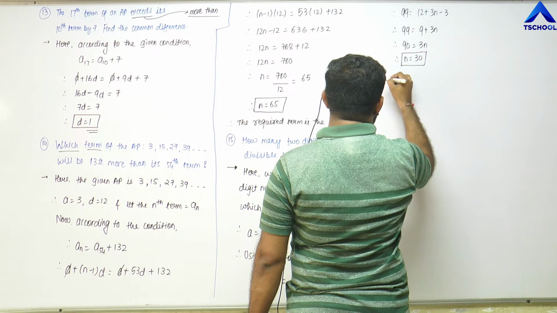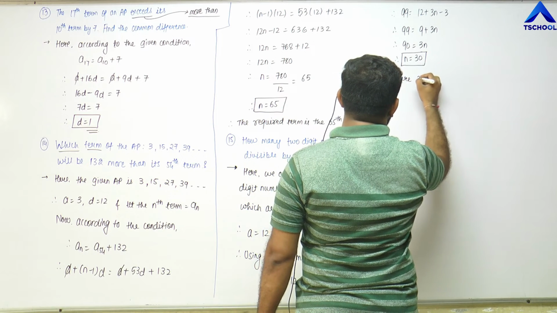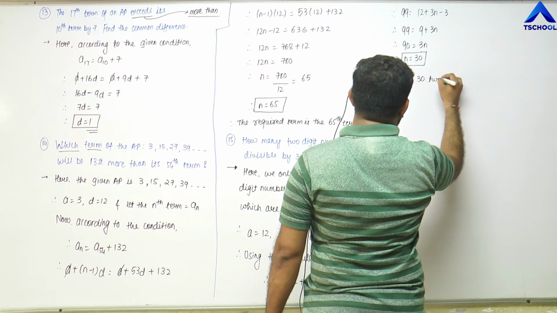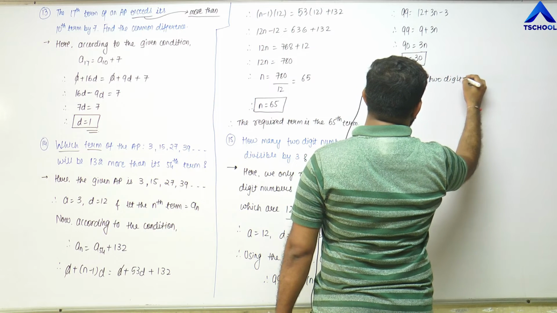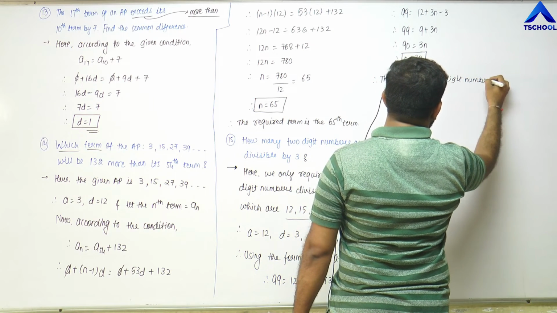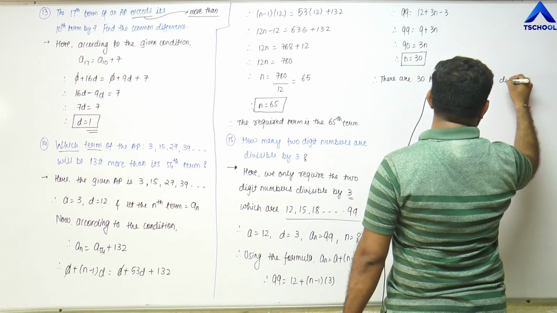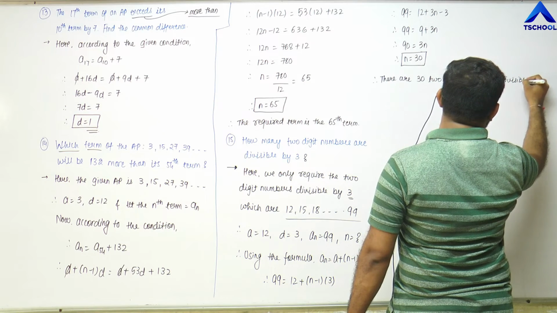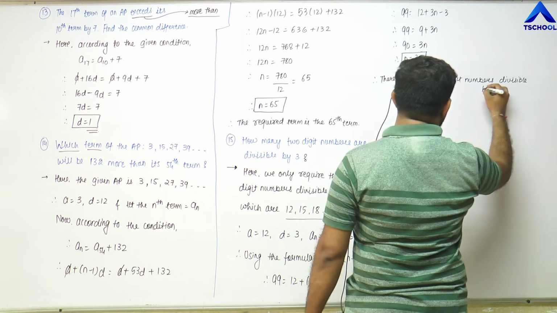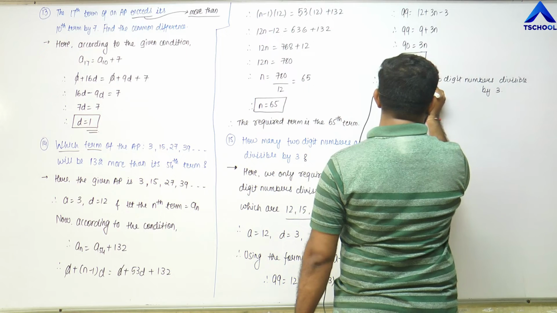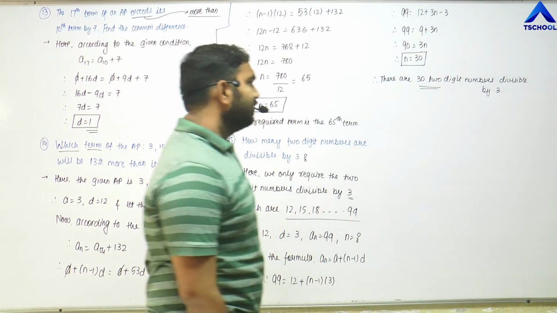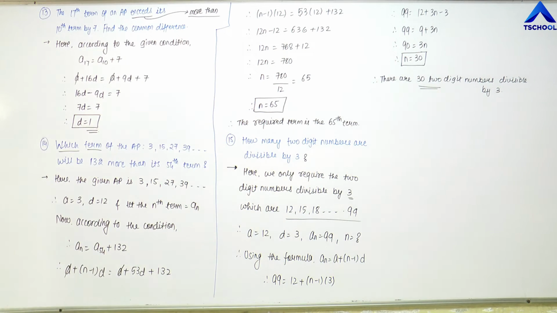Therefore there are 30 two-digit numbers divisible by 3, right? How many two-digit numbers are there? 30, which are divisible by 3. Is it clear? So this is how we can find out how many two-digit numbers are divisible by 3, or how many of the terms are divisible by 3, right?